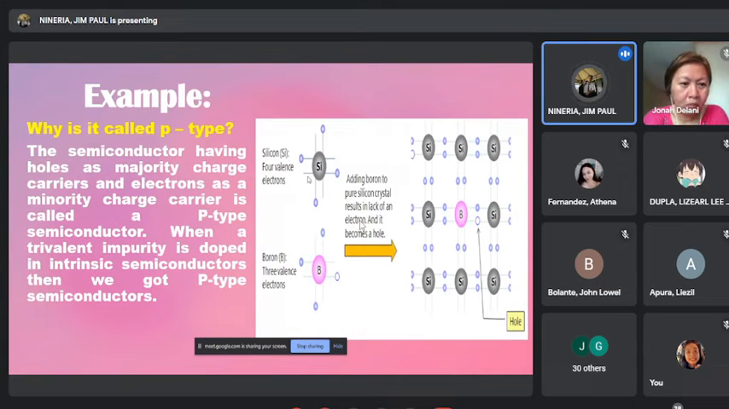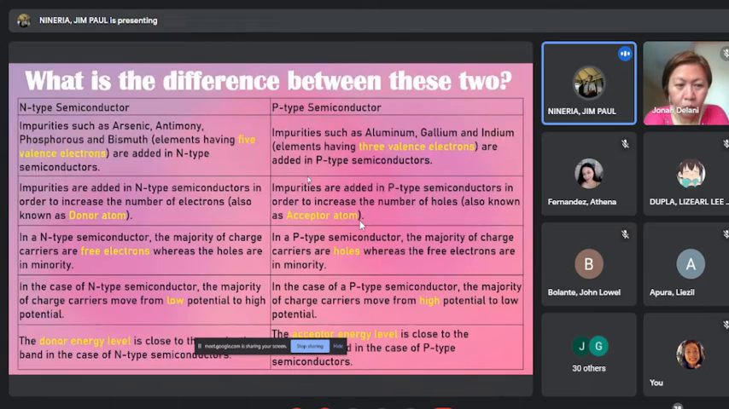Alright, so let's focus on their differences. For the N-type semiconductor, we know that impurities such as arsenic, antimony, phosphorus, and bismuth have 5 valence electrons. So the N-type semiconductor is pentavalent, with 5 valence electrons, while the P-type semiconductor, with impurities such as aluminum, gallium, and indium, has 3 valence electrons, which means it is trivalent. Okay, so there are 2 types of impurities, the N-type and P-type. So for the N-type, it is the donor atom.